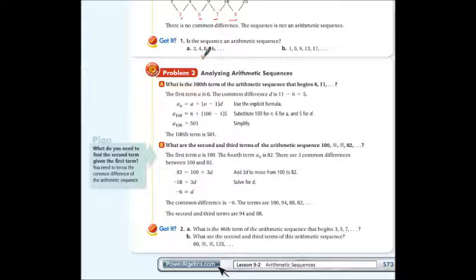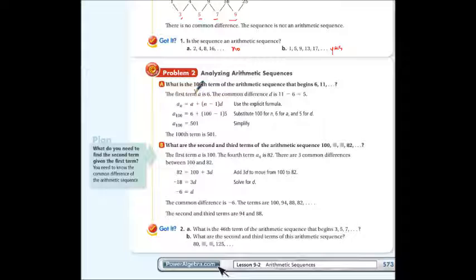So take a second, pause the video right here. Tell me, is this an arithmetic sequence or not? All right, you're back. Hopefully you got these right away. 1A is a no because the difference is not the same each time. 1B is a yes for the exact same reason. All right, let's take a look at problem 2.